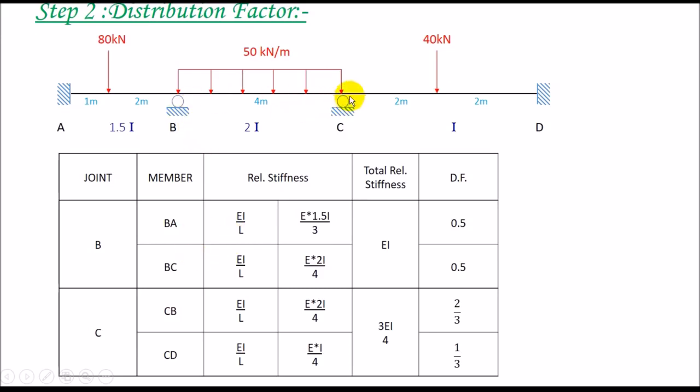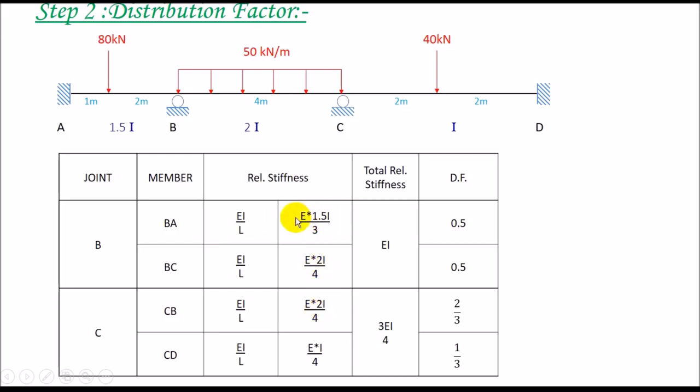Again, for BC, the far off end is C, and as per our primary assumption, it's an intermediate joint, so it is also fixed, so it is EI by L again. Similarly for CB, B is the far off end and B is fixed, so it is EI by L, and for CD, D is the far off end and D is fixed as well, so it's EI by L. Now care is to be taken that EI for every member is changing, so relative stiffness will not be the same for all the members, though the formula is the same.